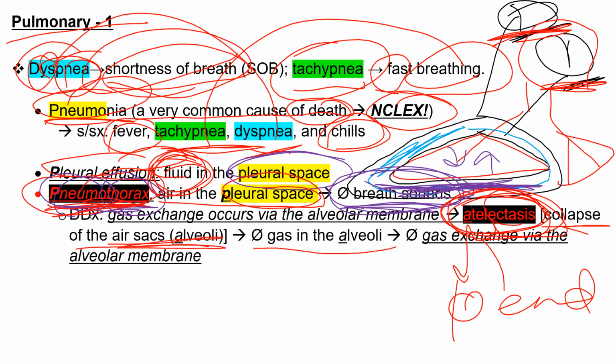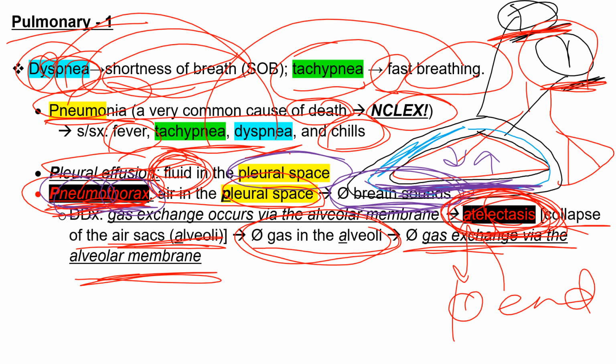Thus, the air sacs don't have any gas in them, and the gas exchange via the alveolar membrane is not possible. Obviously, when you breathe in, you add fresh oxygen to the alveoli and breathe out carbon dioxide that was delivered from the tissues. When alveoli collapse, when you have atelectasis, that action is not possible.